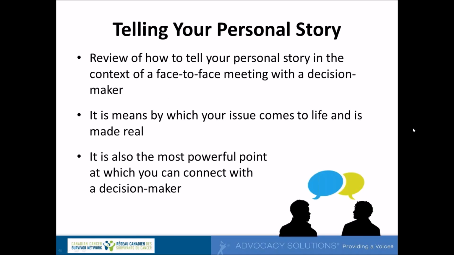So before we go on and talk about the detailed piece around advocating in person, let me just pause for a second and talk a bit more about personal stories. I'm going to review how to tell your personal story in an in-person meeting with a decision maker. And again, this decision maker could be anyone, depending upon the issue that you're advocating for. But again, in this case, I'm going to use a politician as an example of who you could be advocating to and telling your personal story.